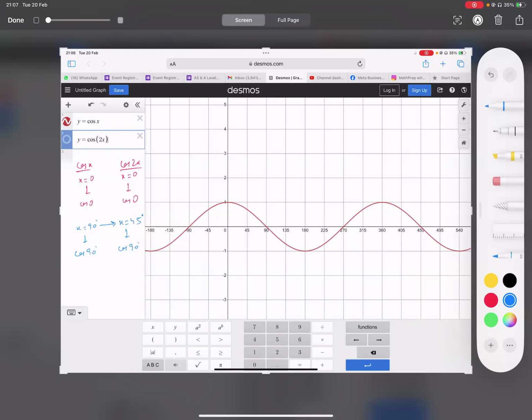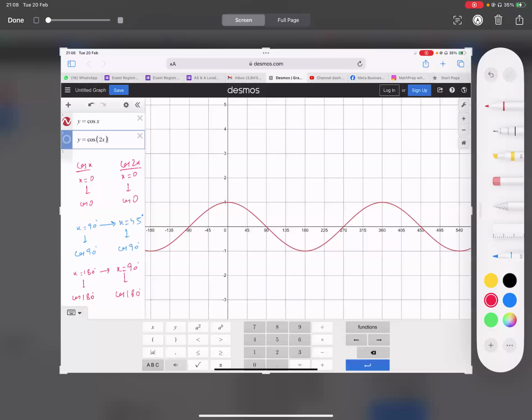Okay, let's try another. Let's say we have x equals 180. That gives us cos of 180. What value of x would we have to input in the second function to get that same result? 90. So instead of 90, we have to put 45. Instead of 180, we have to put 90. So you see what's happening? Every x coordinate is being divided by 2.